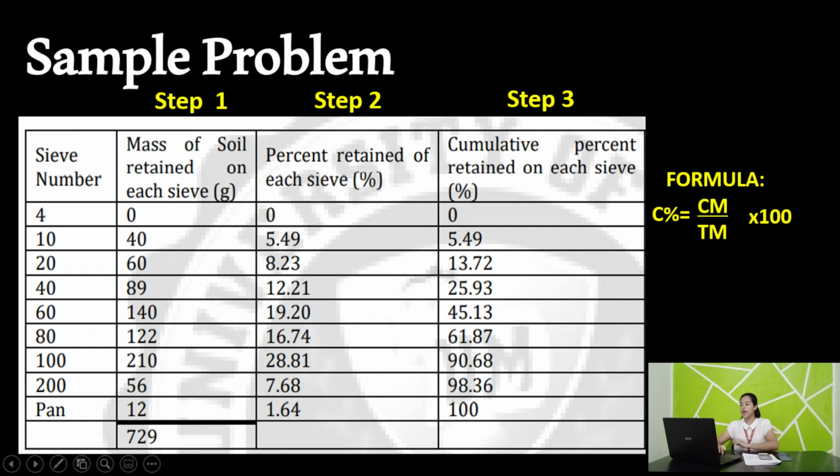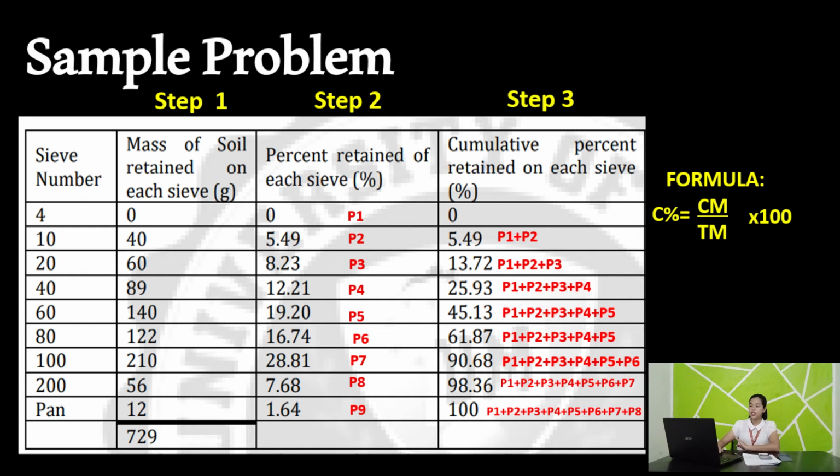Pero naa koy itudlo nga shortcut. So, atong i-indicate nga kining percent retained sa 4 is P1. So, P1 as is nato dito sa cumulative percentage is 0. Para makuha nato ang cumulative percent retained ni sieve number 10, atong i-add ang percent retained ni 4 ug ni 10, which is 5.49.